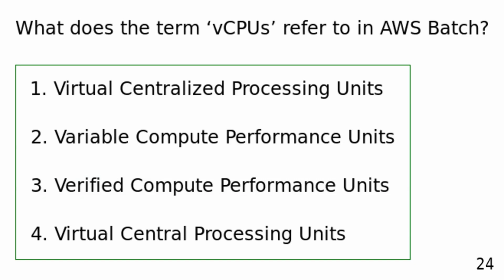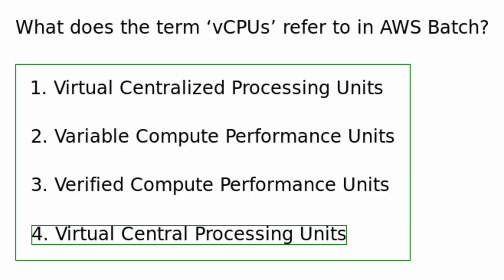What does the term vCPUs refer to in AWS Batch? Virtual Centralized Processing Units. Variable Compute Performance Units. Verified Compute Performance Units. Virtual Central Processing Units. vCPUs in AWS Batch refer to Virtual Central Processing Units, which are used to specify the compute capacity for jobs.